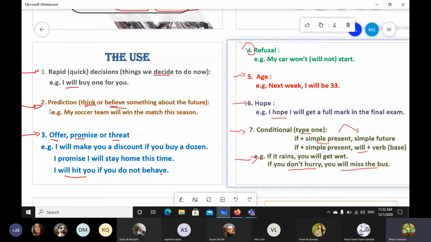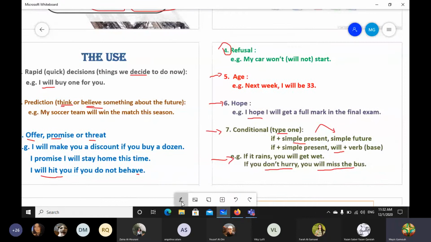Thank you. So here number two was about a prediction. I am predicting that my soccer team will win the match this season. That's why we have two main keywords that we might use, which are think or believe that something is about to happen in the future.